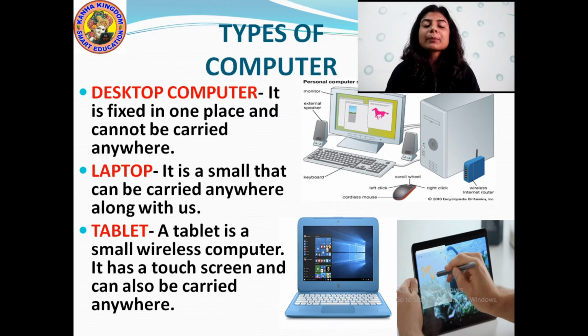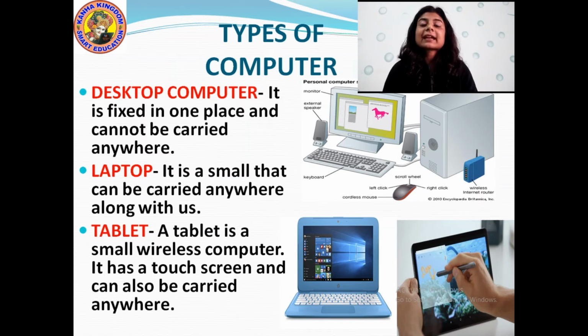Okay, a desktop computer has got many parts. Since everything is fixed in one place, it cannot be carried from one place to another because it is attached with many wires and it has many different parts like monitor, CPU, mouse, keyboard, speakers, etc.